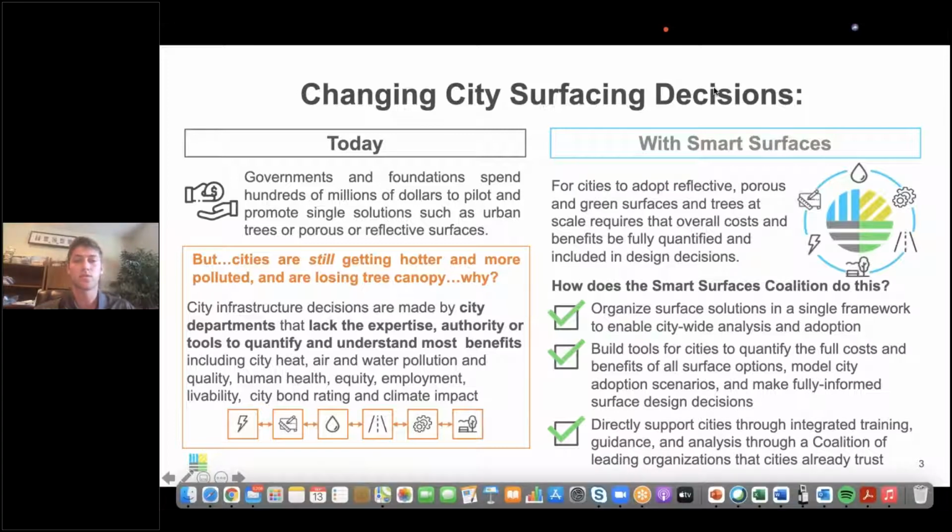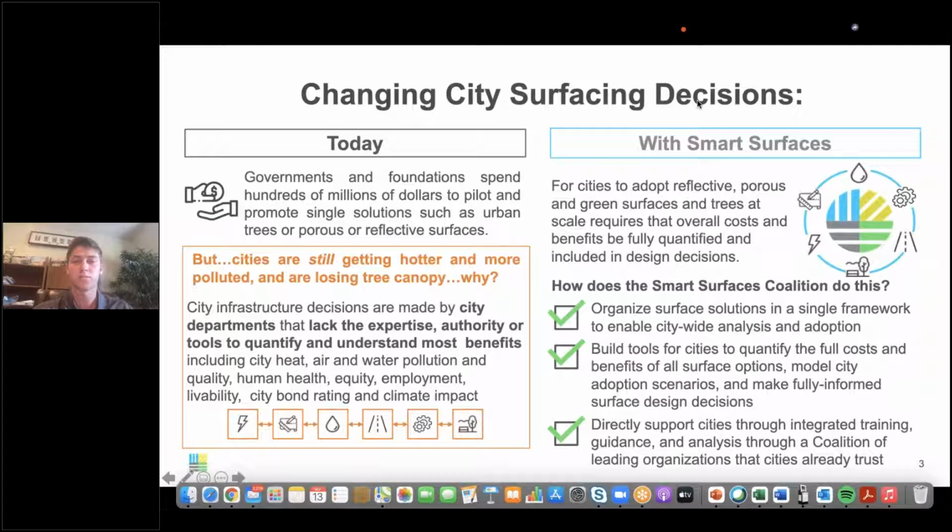If you go to a city's Department of Transportation specifically, and you ask them what they think about when making a surface decision at the city level, almost always they're going to exclude considerations for heat, air and water quality, human health, equity, city bond rating, etc. Really they only look at lowest first cost, because they lack the actual expertise, authority, and tools to quantify the costs and benefits of the surfaces that they're deploying.